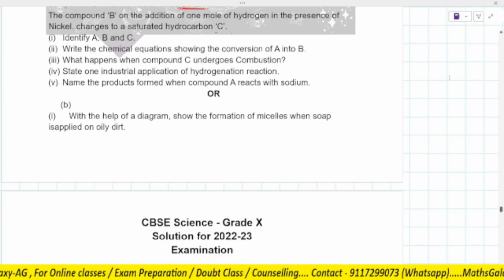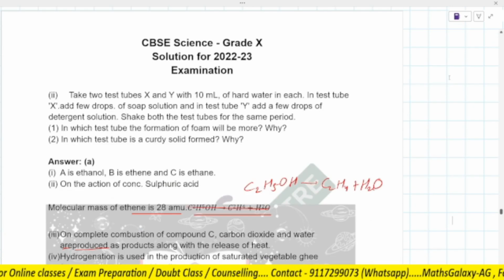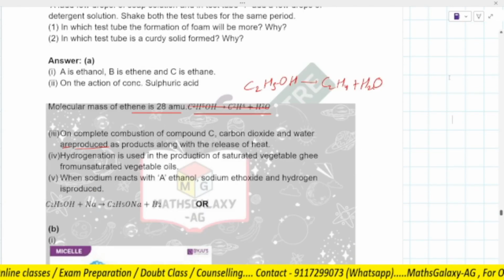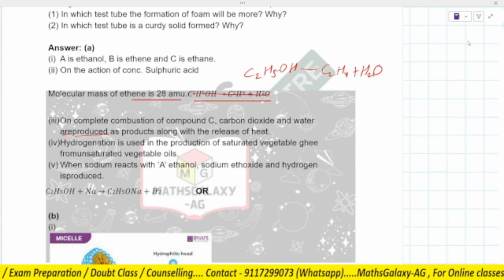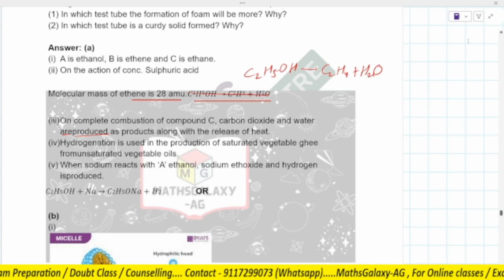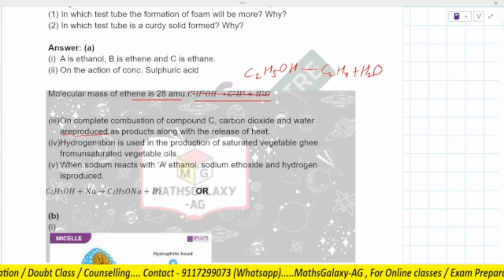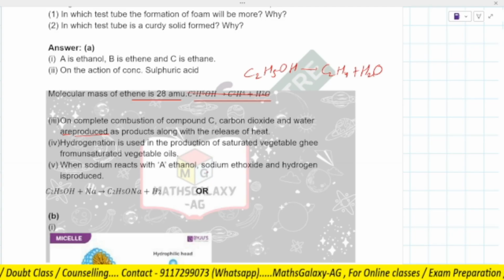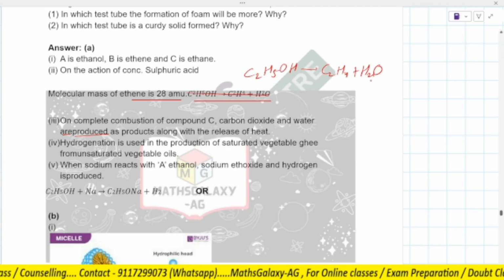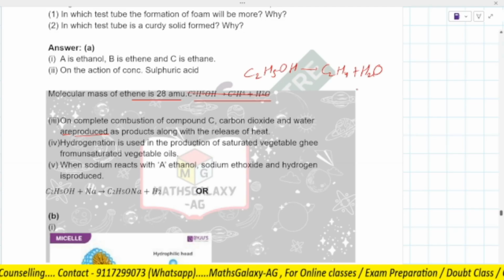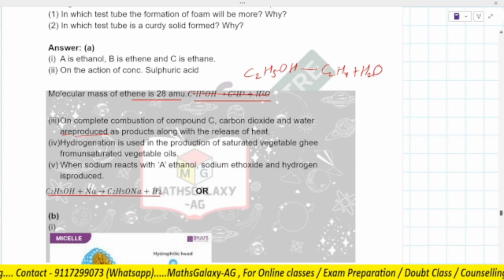Now after this, name the products formed when compound A reacts with sodium. A was ethanol, and it reacts with sodium. When sodium reacts with ethanol, sodium ethoxide is formed and hydrogen is produced. Is it clear? You can also see the formula here.